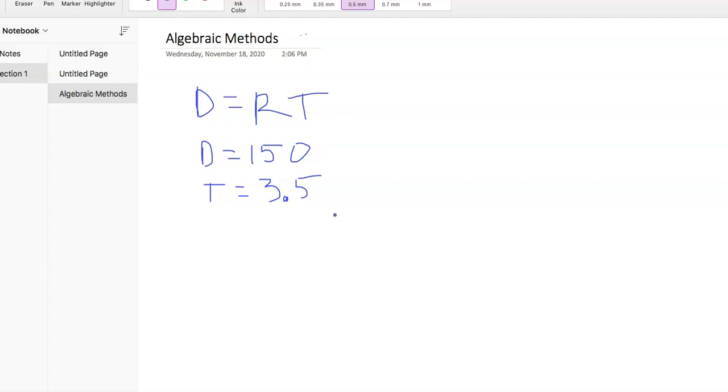Okay, so it's a distance. We went 150 miles, and now she's going to go 100 miles more in the next hour and a half, right? That's the question. So let's say there's another 100 tacked on there. 150 plus 100, we'll call that 250. And it was 3.5 hours, and then she was going to drive another hour and a half, 100 miles. Okay, 3.5 plus 1.5 is 5.